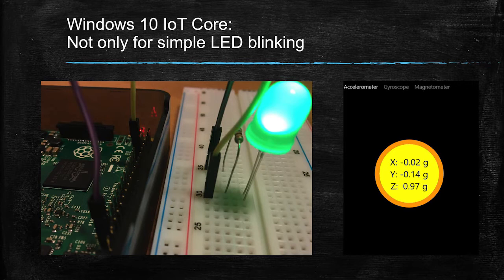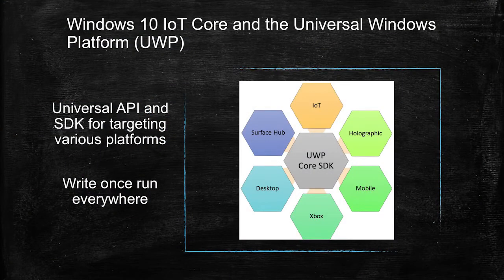One may think that since this device is using Windows 10 IoT Core, it's just for fun and you can only use it for blinking an LED. But in reality, you can write even more advanced apps which get access to sensors on the board, on the SenseHealth board. Specifically, here is an example of reading data from the accelerometer. So how is it possible that I'm using Windows 10 IoT Core and the API, which is also available for other platforms?